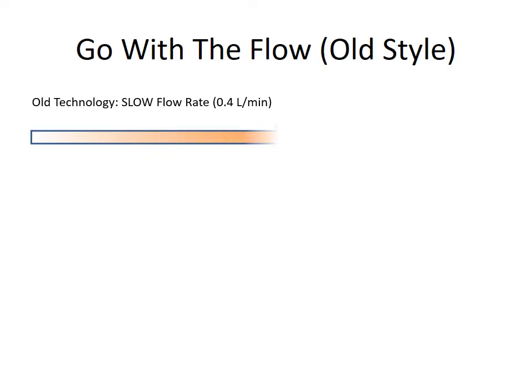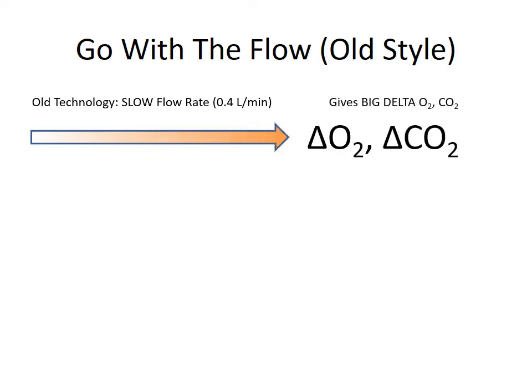So let's look at how the old type legacy metabolic phenotyping systems measure metabolic rate. And a lot has to do with the flow rate. The old legacy technologies use slow flow rates of about 0.4 to 0.5 liters per minute. So here we come with a nice slow flow rate. And that gives us a very big delta O2 and delta CO2. Why? Because the very low flow rate has given the animal plenty of opportunity to change the concentration of oxygen and CO2 in the air.